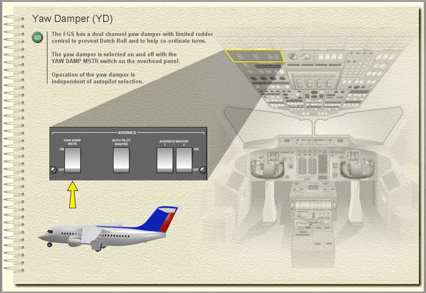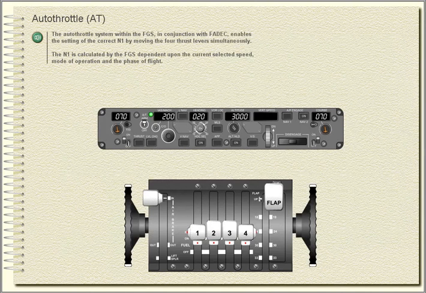Yaw damper. The FGS has a dual-channel yaw damper with limited rudder control to prevent Dutch roll and to help coordinate turns. The yaw damper is selected on and off with the yaw damp master switch on the overhead panel. Operation of the yaw damper is independent of autopilot selection.